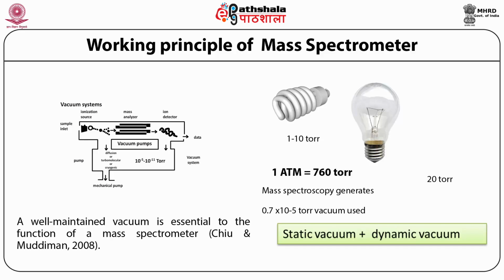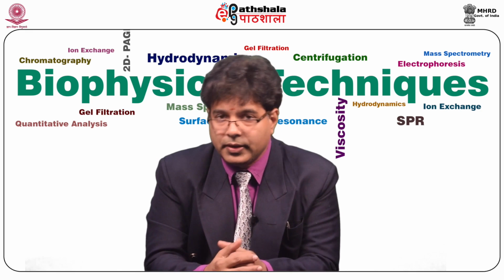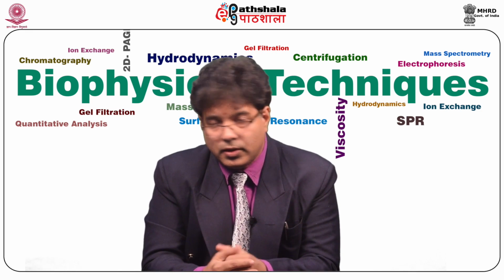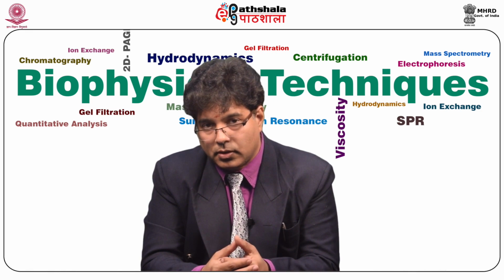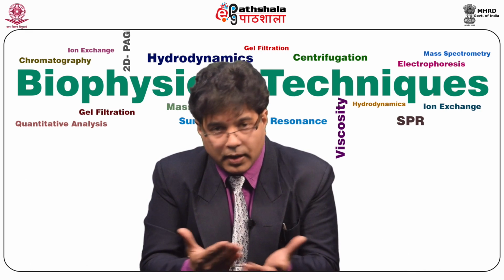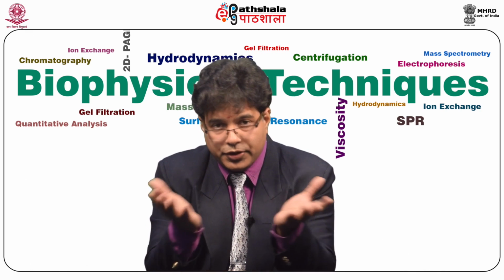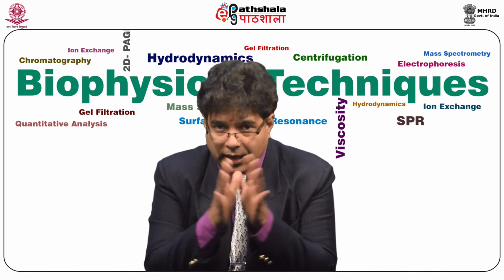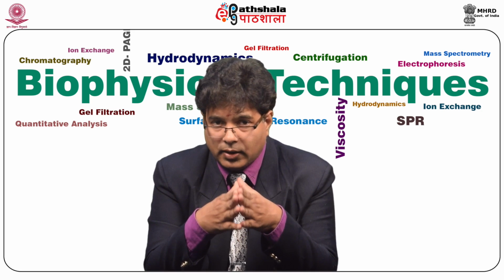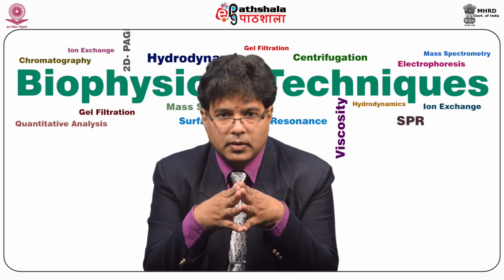So a well-maintained vacuum is essential for the function of a mass spectrometer, and therefore the vacuum pump, the turbomolecular pump and the mechanical pump together try to give enough vacuum. While we compare different mass spectrometers, there are some fundamental aspects which we use to differentiate them. One is dynamic range, another one is mass accuracy.